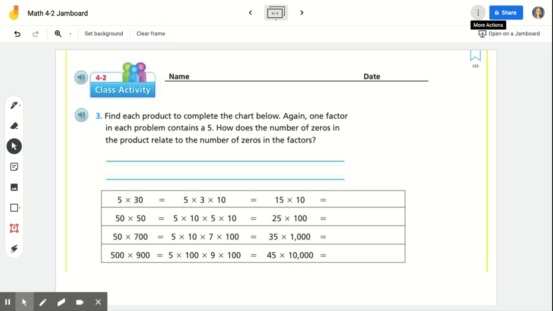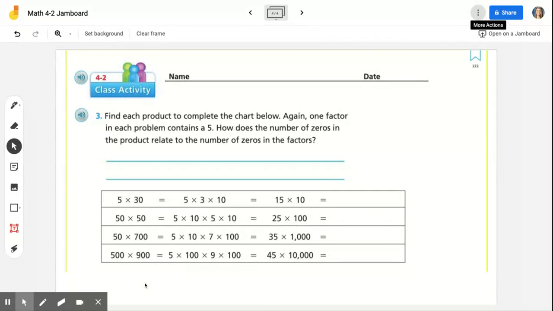Number 3 on page 122. Please read along with me. It says, find each product to complete the chart below. Again, one factor in each problem contains a 5. How does the number of zeros in the product relate to the number of zeros in the factors?